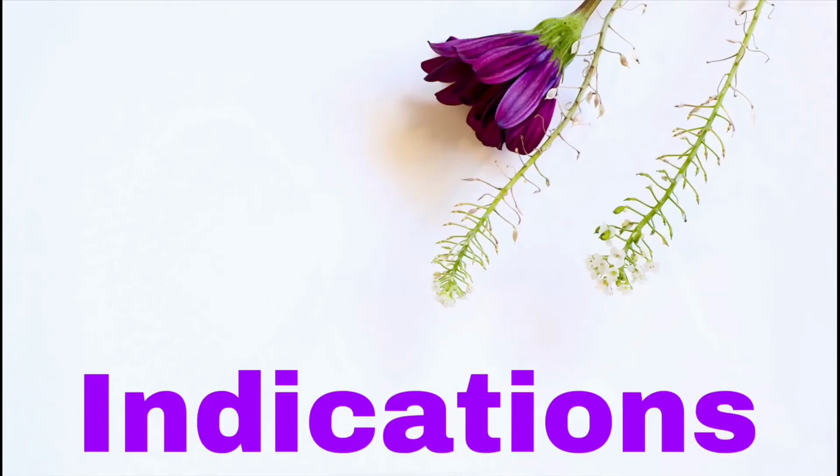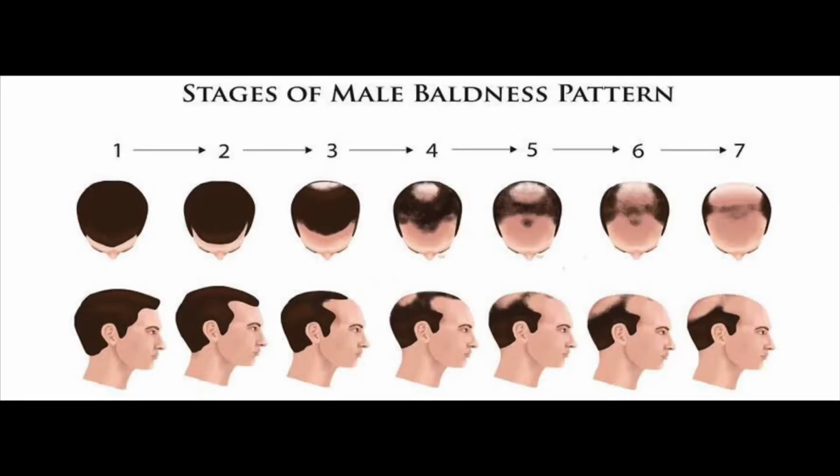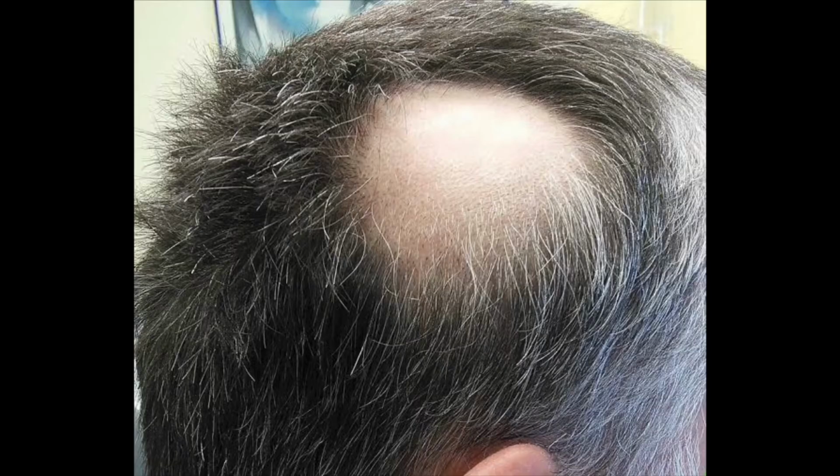Now let's see where we are using AloATM 5% solution. We mainly use it in androgenic alopecia, meaning male pattern and female pattern baldness. We can also use it in alopecia areata. In alopecia areata, particularly from one side, there will be complete hair loss.